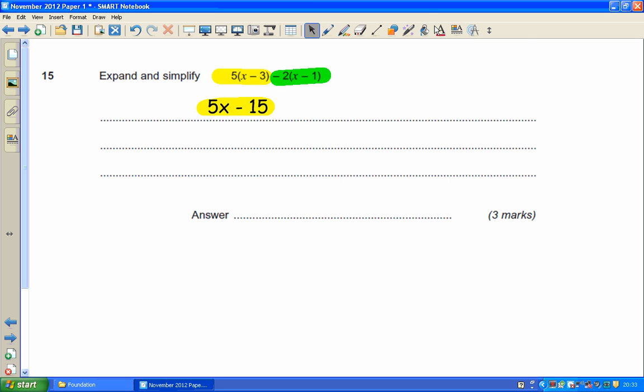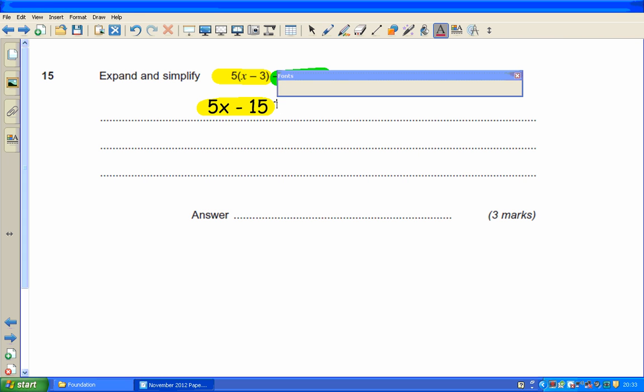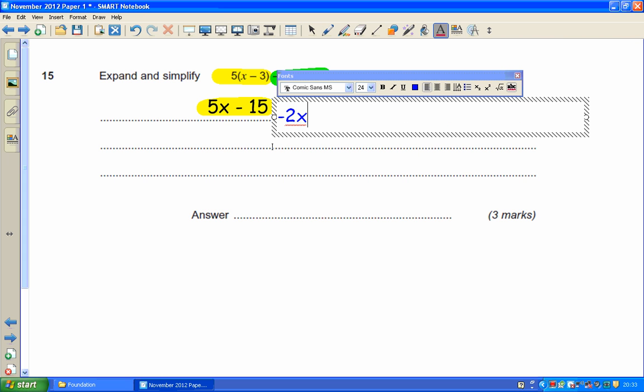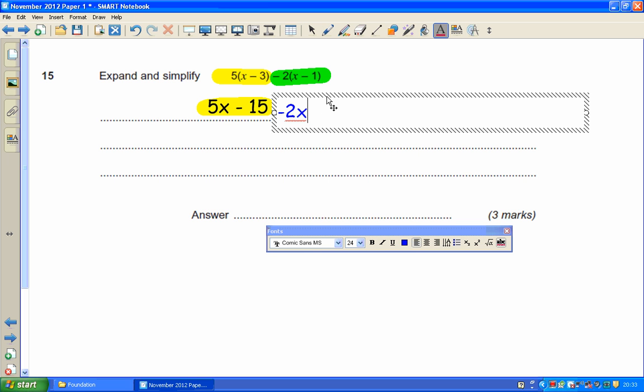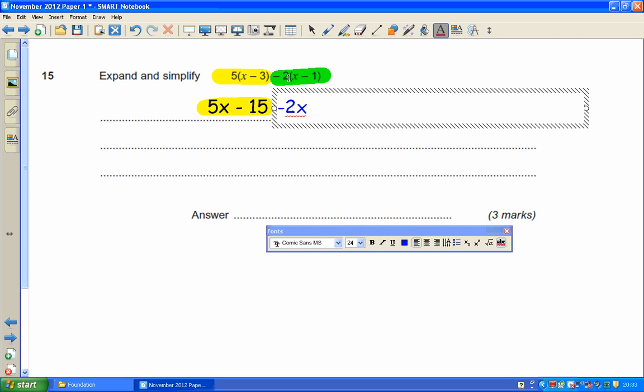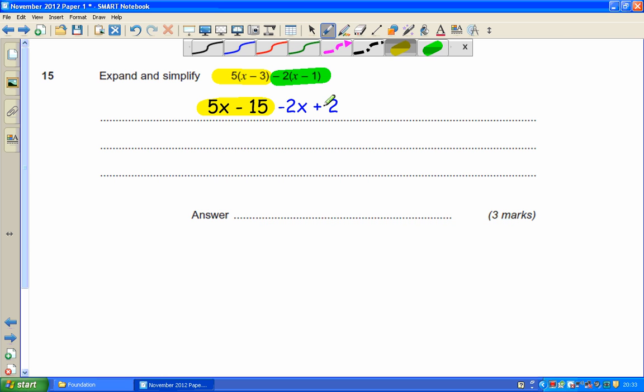Now the difficult bit with these is the green section. On the green section we need to remember that that's minus 2 times x, not 2 times x. So minus 2 times x is going to be minus 2x. And then we're going to do minus 2 times minus 1, which is going to be positive 2. 2 times 1 is 2, and 2 negatives make a positive. So minus 2x plus 2 is our green section.